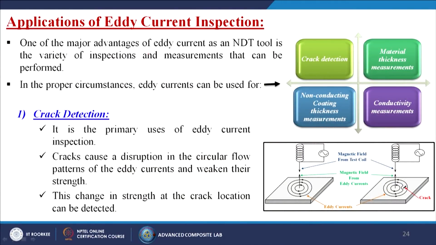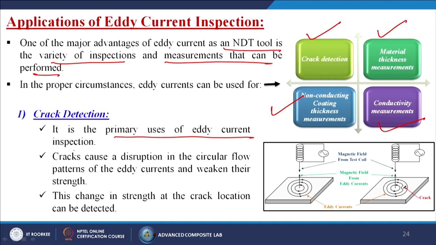Now, applications of eddy current inspections. One of the major advantages of eddy current as an NDT tool is the variety of inspections and measurements that can be performed. In the proper circumstances, eddy currents can be used for crack detection, material thickness measurements, conductivity measurements, and non-conducting coating thickness measurements. What is crack detection? It is the primary use of eddy current inspections.